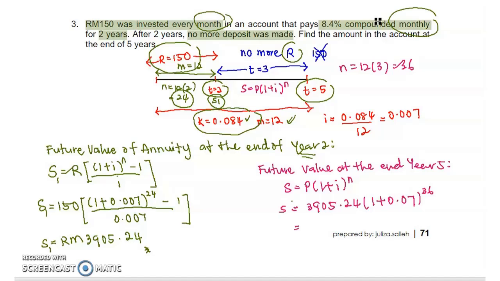If you calculate this one, you will get 44,613 ringgit 24 cents. So this is an example where for the first 2 years you have an annuity, and for the rest of the period there is no more annuity. If there is no more annuity, then you use the compound interest formula, because the interest is still compounding but there is no more value R. If you have R here, then you use the annuity formula. I hope you can understand this example.